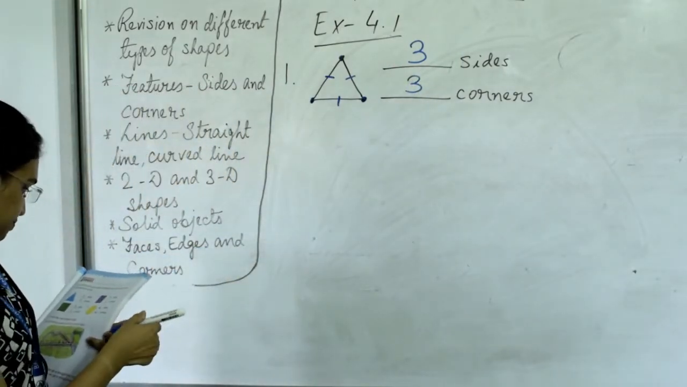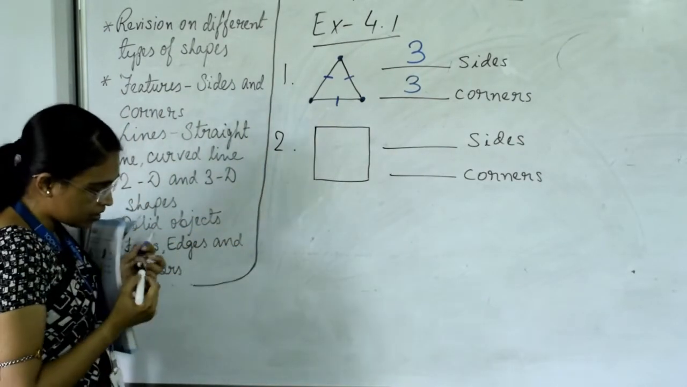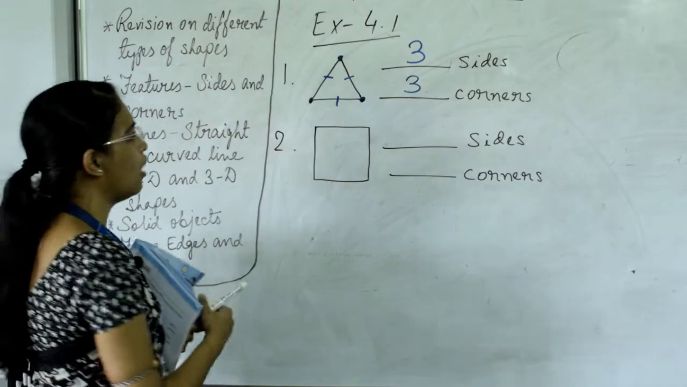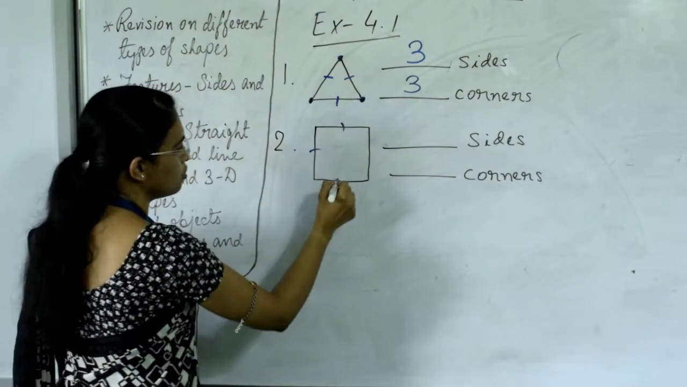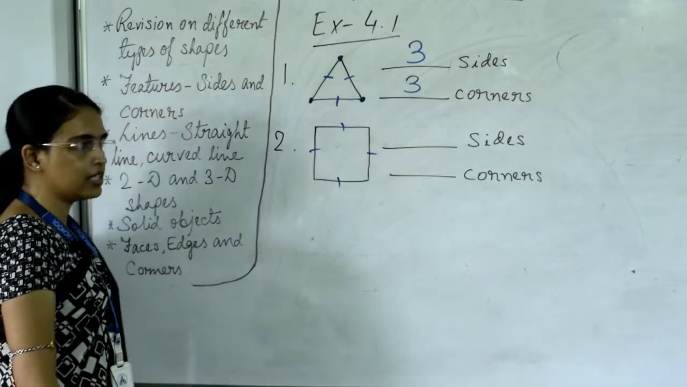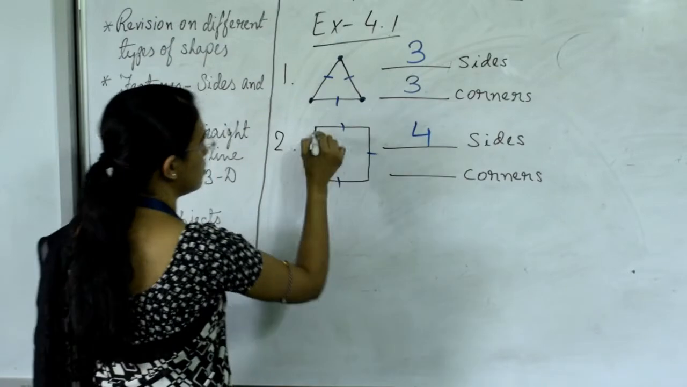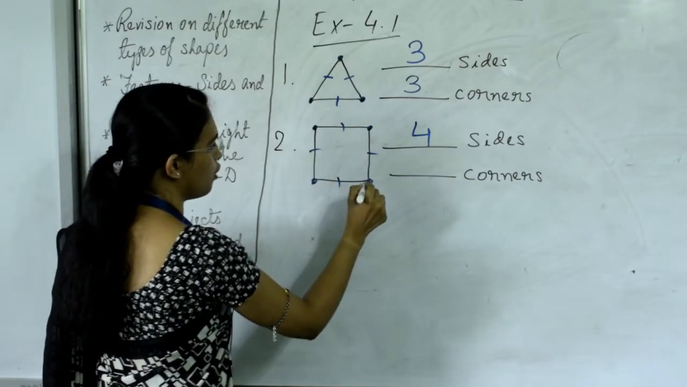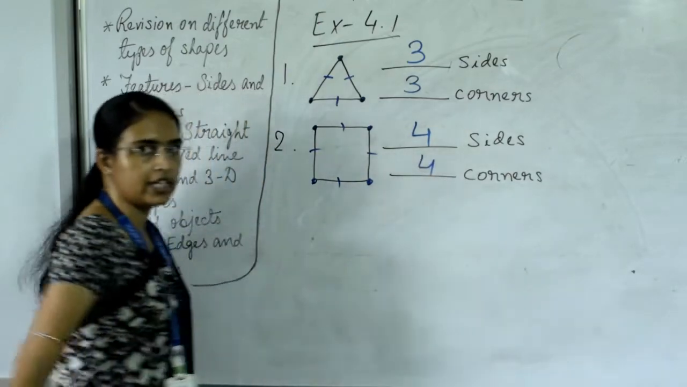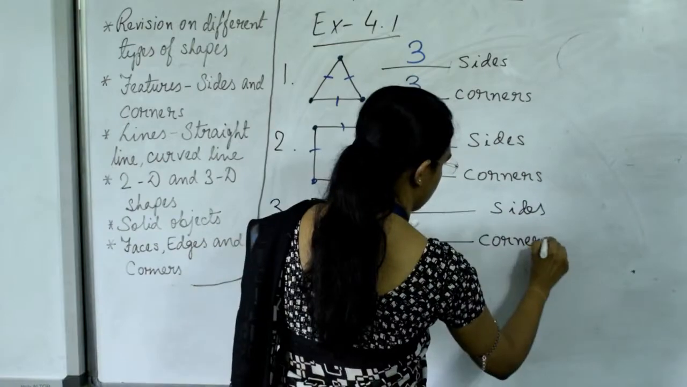Number 2. Which shape is this? This is a square. So in a square, how many sides can you see? 1, 2, 3, 4. 4 sides. So write here 4. And how many corners? 1, 2, 3, 4. 4 corners or vertices. Okay.